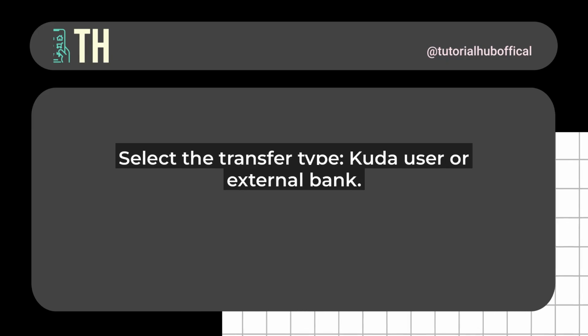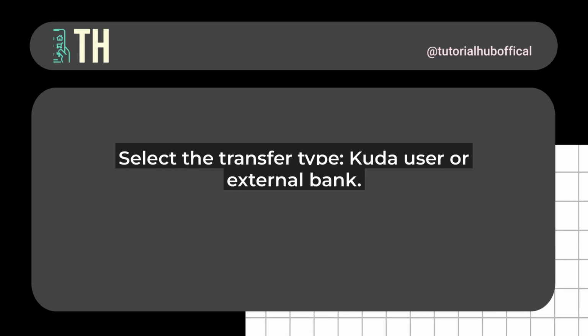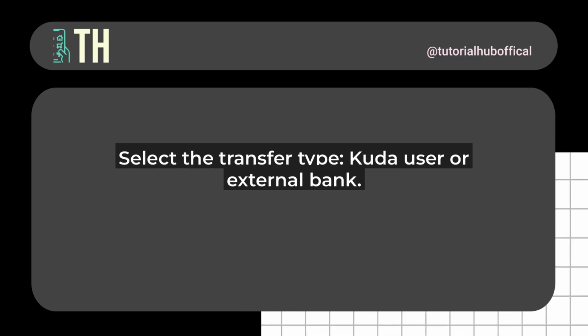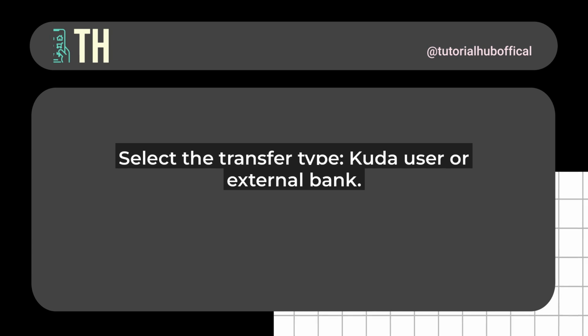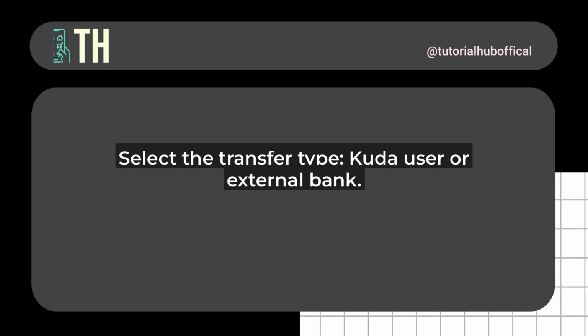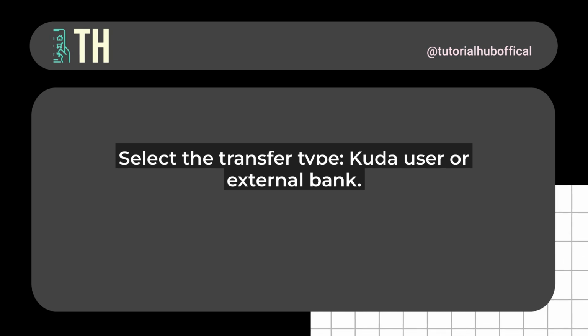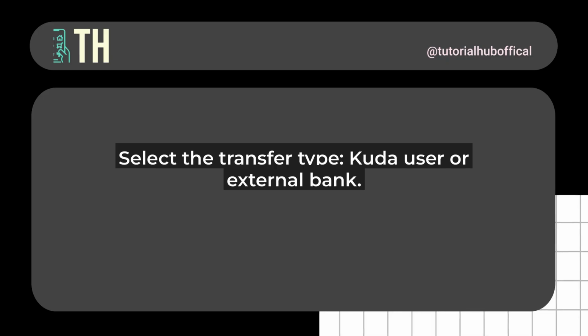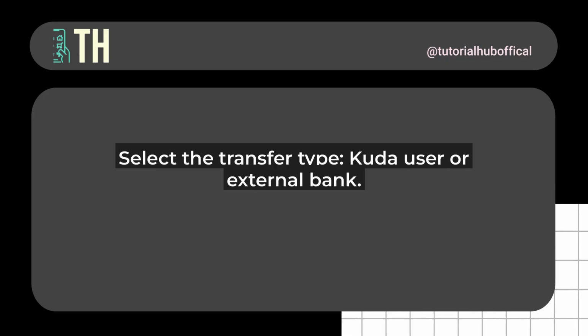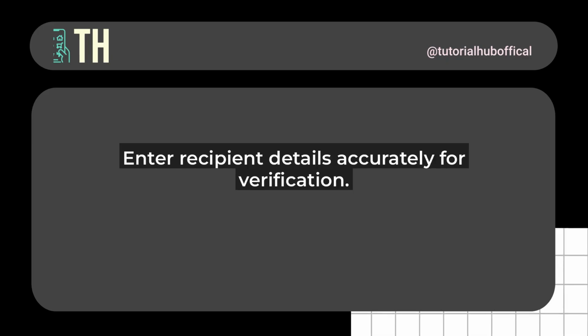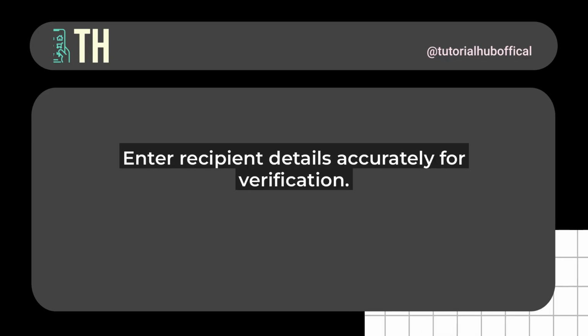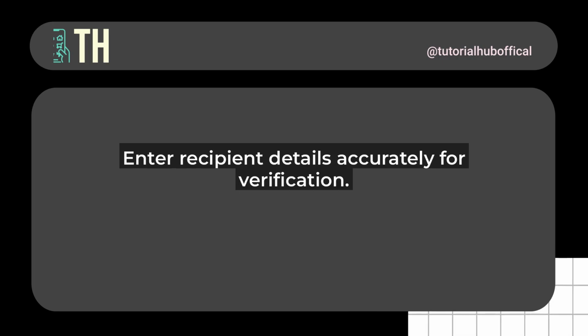Next, select the type of transfer, whether it's to another Kuda user for instant peer-to-peer sending or to an external bank account. Now, enter the recipient's details. If it's a Kuda user, you can search by their username or phone number for seamless verification. For external transfers, input the bank name, account number, and any required codes. Double-check everything to avoid errors, as Kuda now includes a smart verification step that flags potential mistakes.